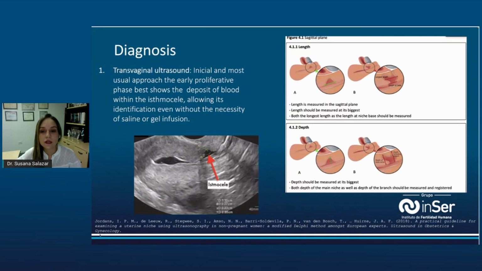Length is measured in the sagittal plane. Length should be measured at its biggest. Both the longest length and the length at the niche base should be measured. The depth should be measured at its biggest. Both depth of the main niche as well as the depth of the branch should be measured and registered.